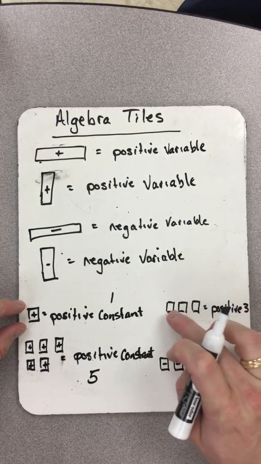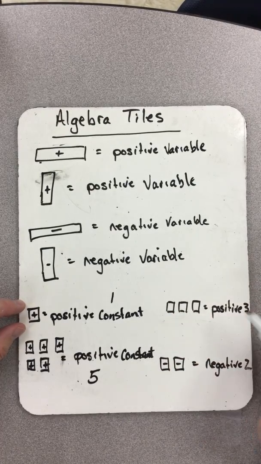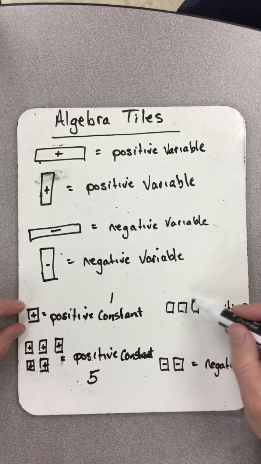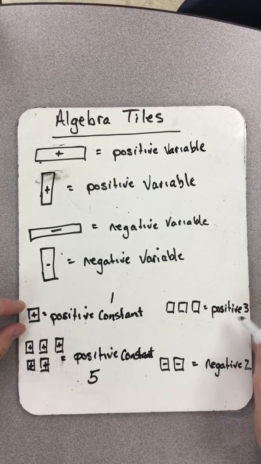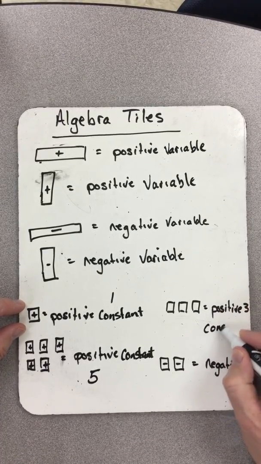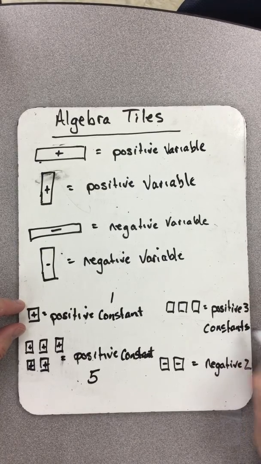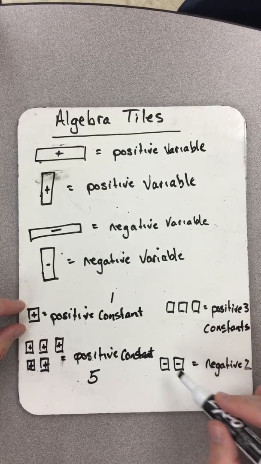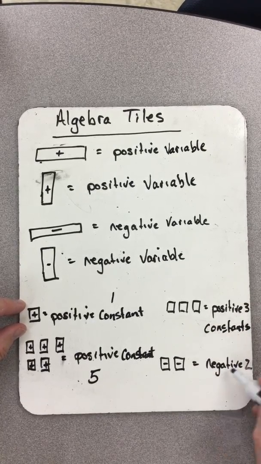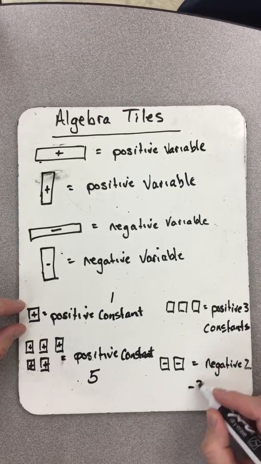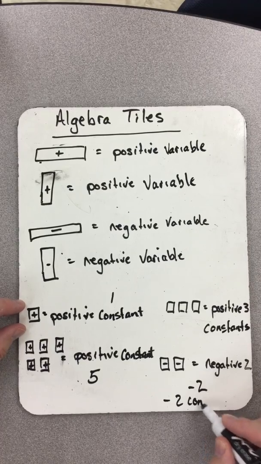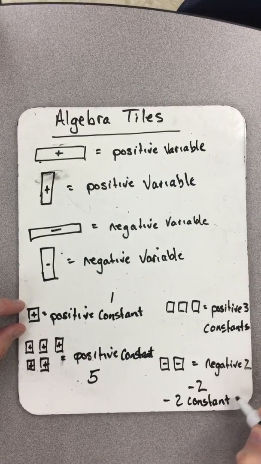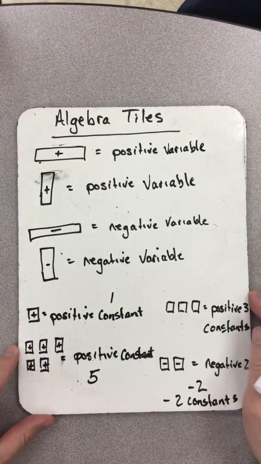So if we did this over here, we had 1, 2, 3. I just wanted to show you if you have 3 boxes with nothing in them, remember it always means positive. It just means 3 positive constants. Okay? If it's negative, it must show the negative symbol in there. So in this case, we just say this is a -2. We could write it as -2 constants. So just remember the small boxes like that are always constants.